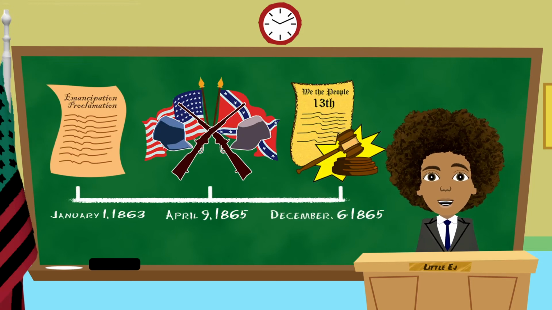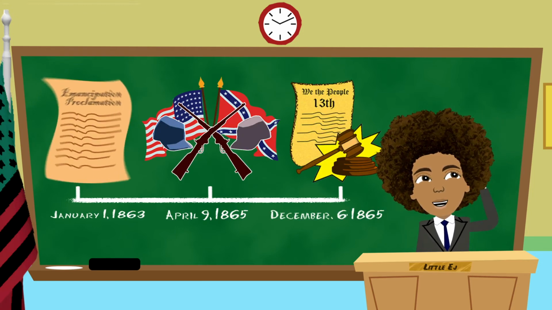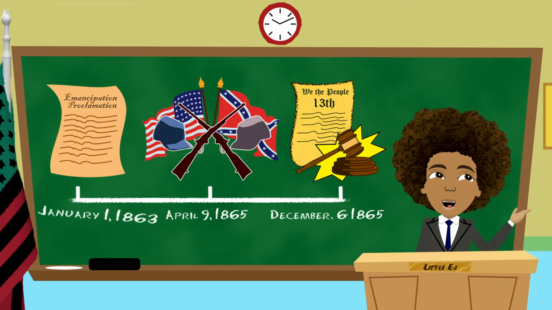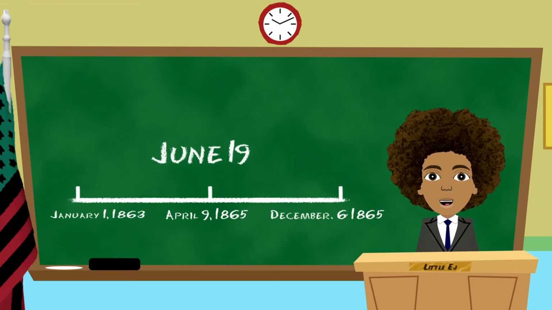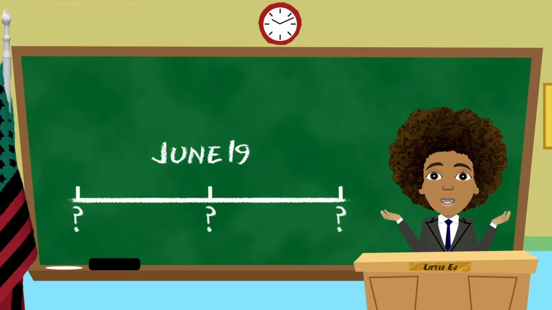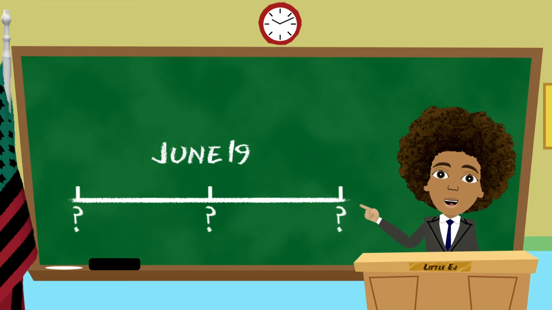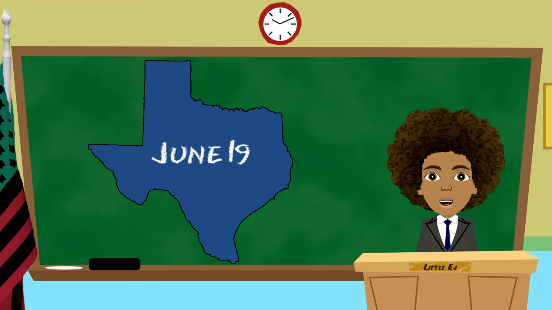Now, you might be asking yourself, if the Emancipation Proclamation liberated slaves on January 1st, 1863, then what the heck does June 19th have anything to do with freedom, and where does it lie on this timeline? Well, it was on that day, June 19th, when the Union arrived in Galveston, Texas, to announce that slaves had been freed by the Emancipation Proclamation.